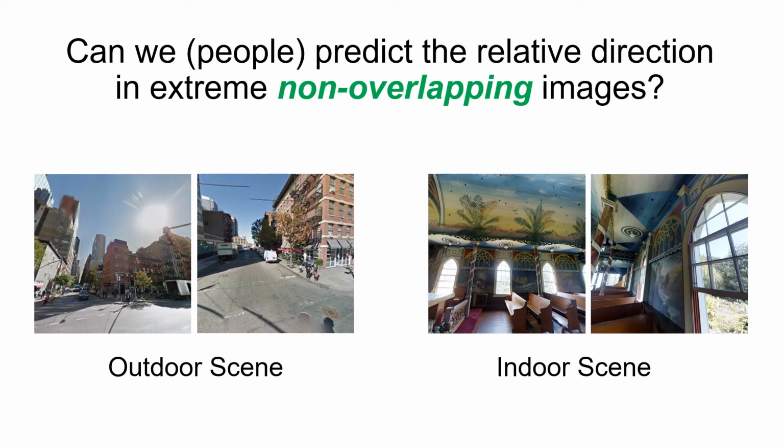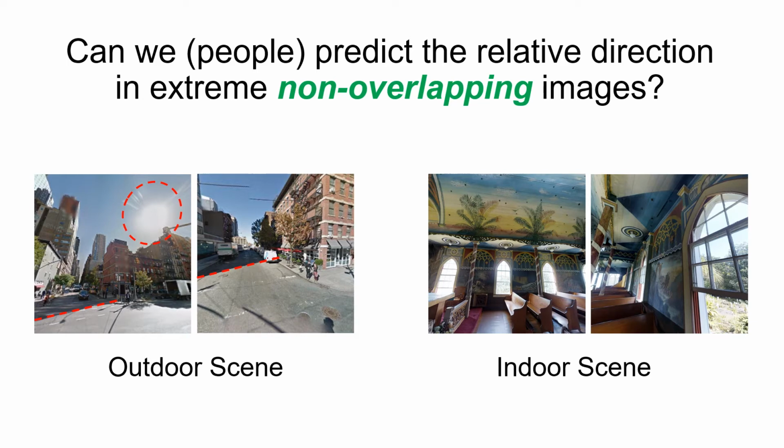First, let's consider what people can tell by looking at such extreme non-overlapping images. In fact, there is a wealth of information we can use. For example, we can use illumination cues. For the left image pair, we can reason about the light direction and the resulting shading of the building facades.